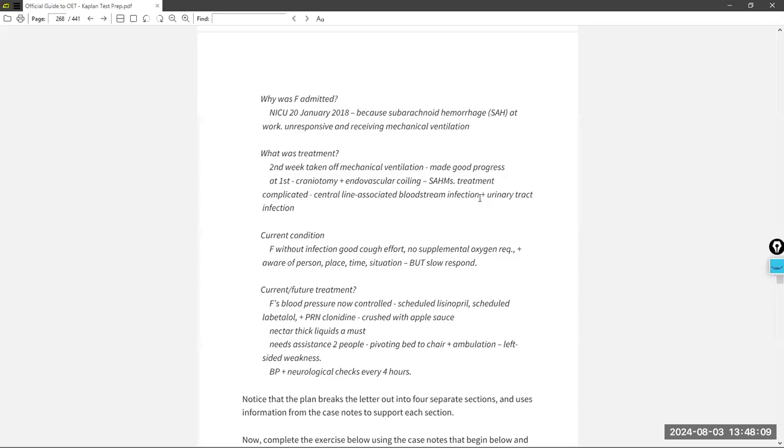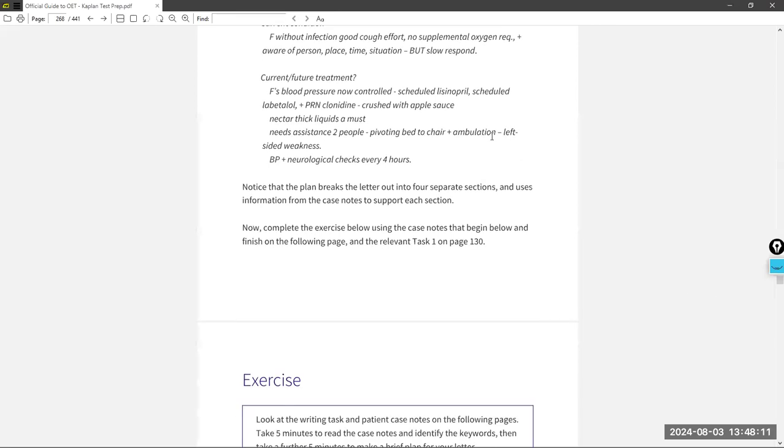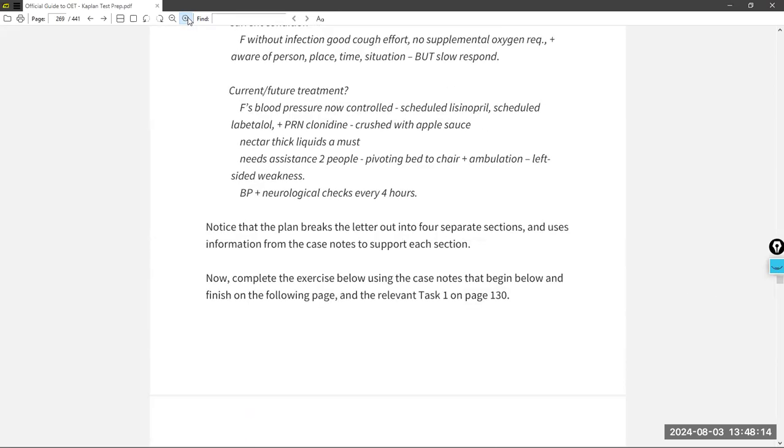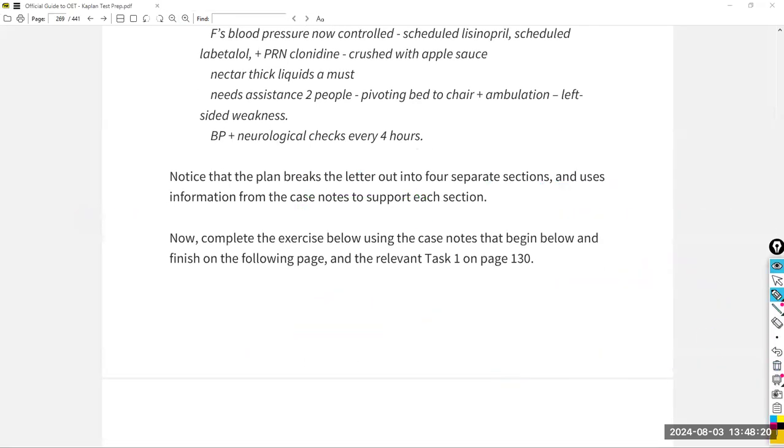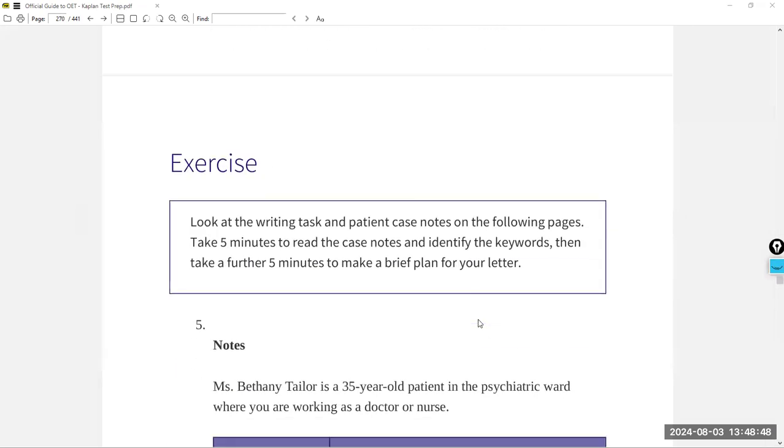Now I think I have to go back to my page and complete explaining. Let me zoom the page in. Okay, so notice that the plan breaks the letter out into four separate sections and uses information from the case notes to support each section. Now, let's complete the exercise below using the case notes that begin below and finish on the following page and the relevant task one on page 130. So this is it. Okay.